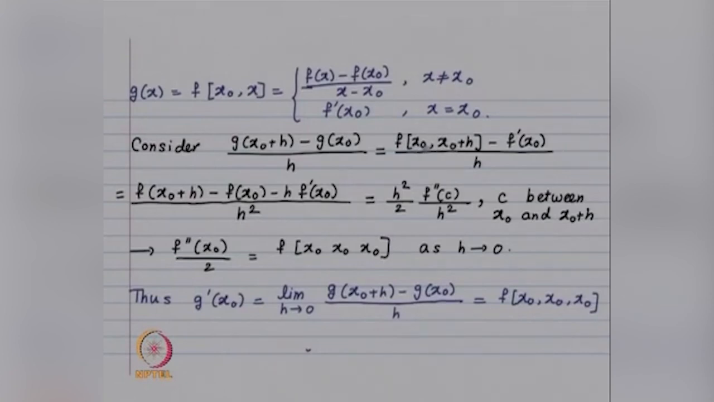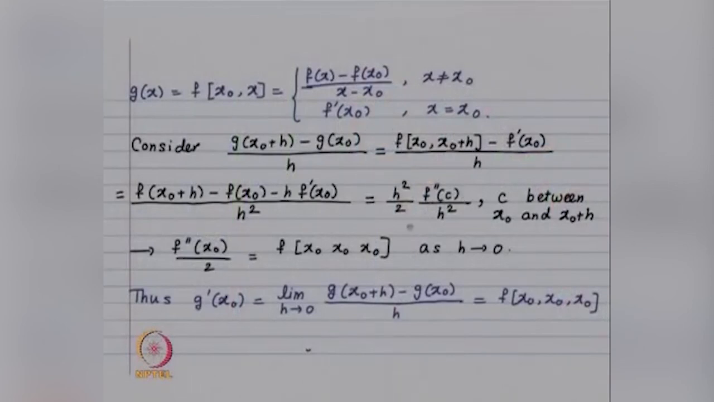Writing for f of x 0 plus h, f of x 0 plus h minus f x 0 divided by h. We are assuming the function to be 2 times differentiable. So, for the numerator, we can apply the extended mean value theorem. That extended mean value theorem gives us the numerator to be equal to h square by 2 f double dash c, and then this h square, where c is going to lie between x 0 and x 0 plus h. Our h can be bigger than 0 or less than 0. So, our c will be in the interval x 0 to x 0 plus h, if h is bigger than 0, or it will be in the interval x 0 plus h to x 0, if h is less than 0.